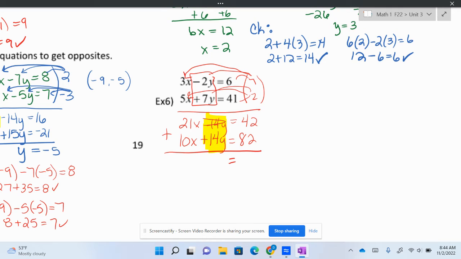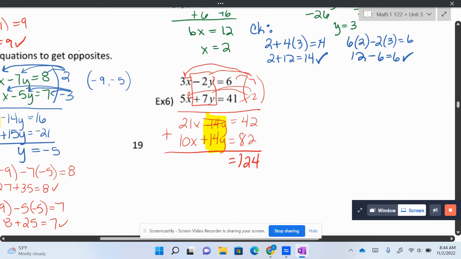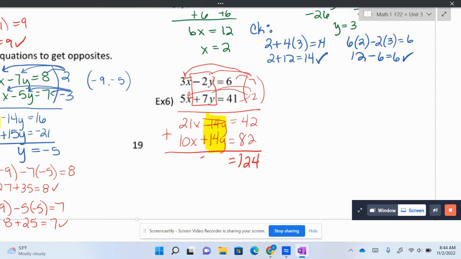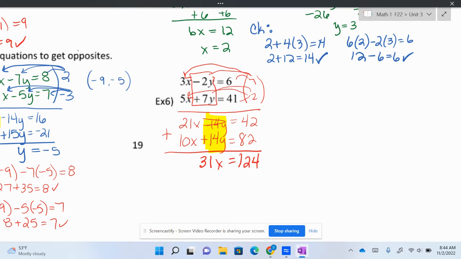I apologize. Okay. 42 and 82 equal 124. The y's cancel out. 21 plus 10 is 31x. Divide both sides by 31. X equals 4. So that's my first coordinate. X equals 4. What do you want to plug that back into? Do you want to plug it into the first equation or the second? It's your choice. The second one? Okay.